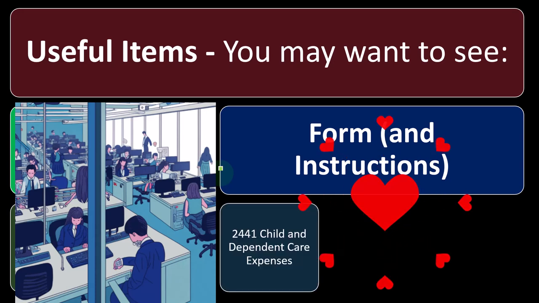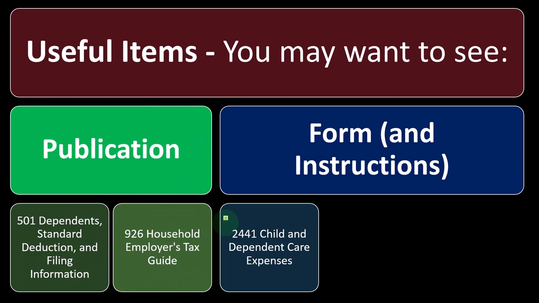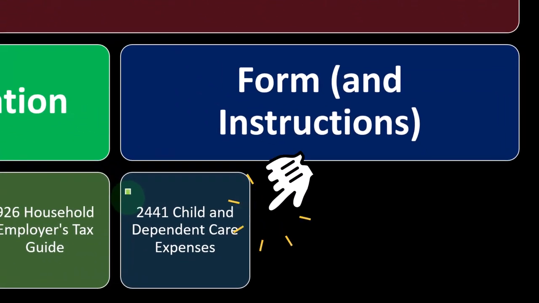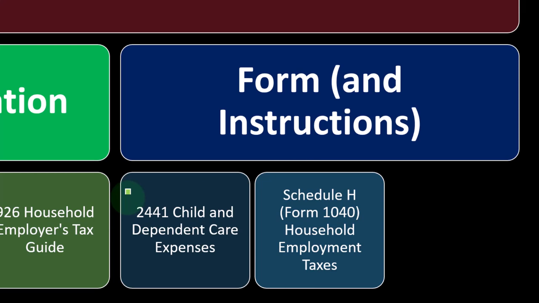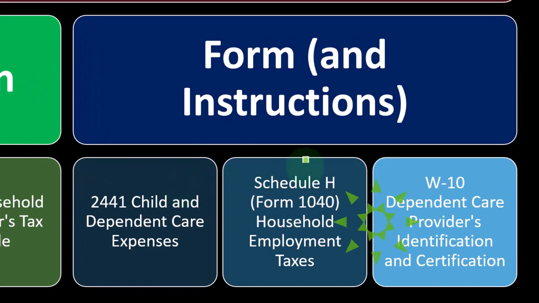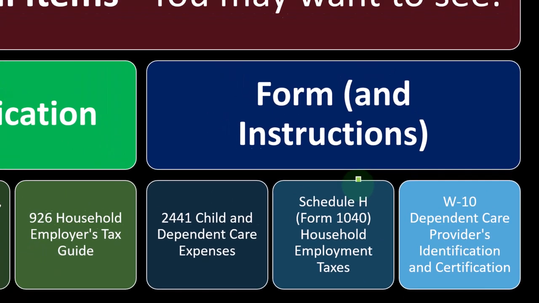Form and instructions. So you've got the Form 2441 Child and Dependent Care Expenses. So obviously you can look up that form and related instructions. Schedule H, Form 1040 Household Employment Taxes, and W-10 Dependent Care Provider's Identification and Certification.